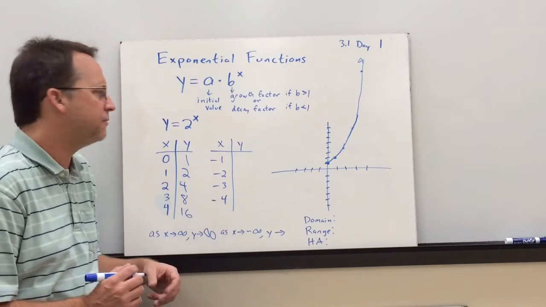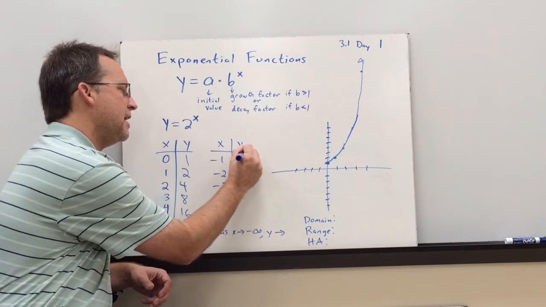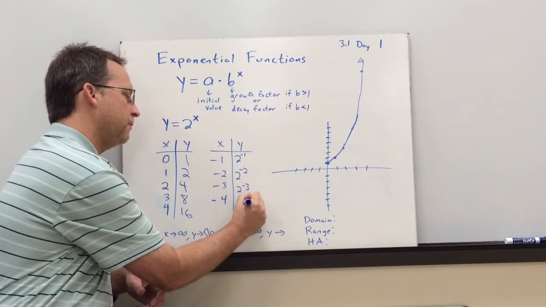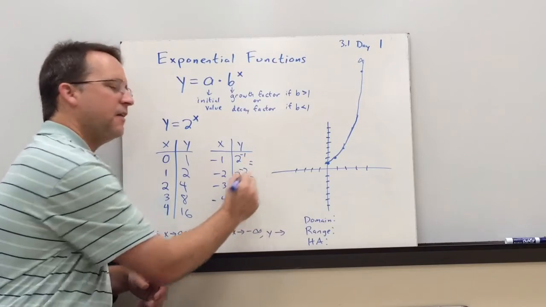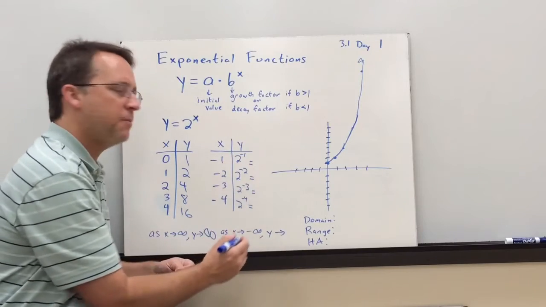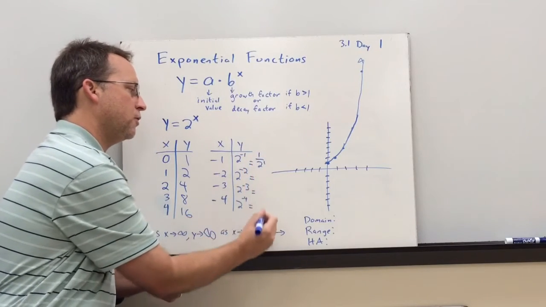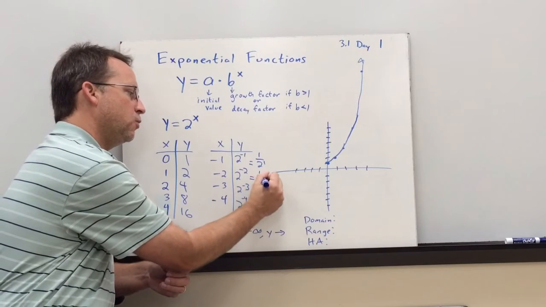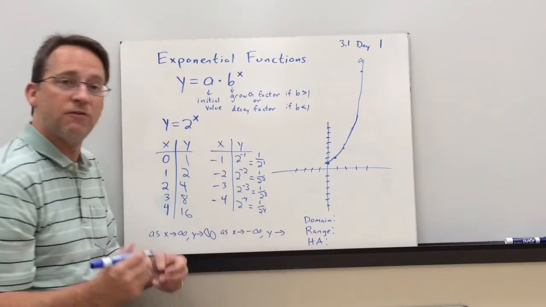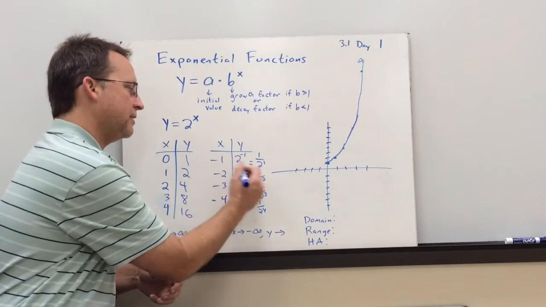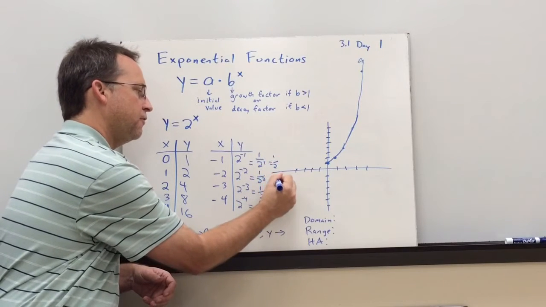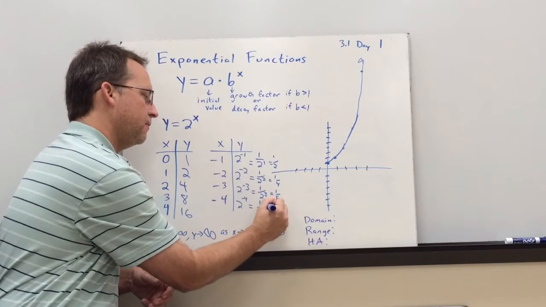Now what if x is a negative value? If I have 2 to the negative first, 2 to the negative second. The key here to remember is that if you have a negative exponent, it takes your expression and moves it to the denominator. So 2 to the negative 1 power is 1 over 2 to the first. 2 to the negative 2 is 1 over 2 squared. 1 over 2 cubed, and so on. So these values that we're getting out are fractions. When x equals negative 1, our y value is a half. This is a fourth, and an eighth, and a 16th.